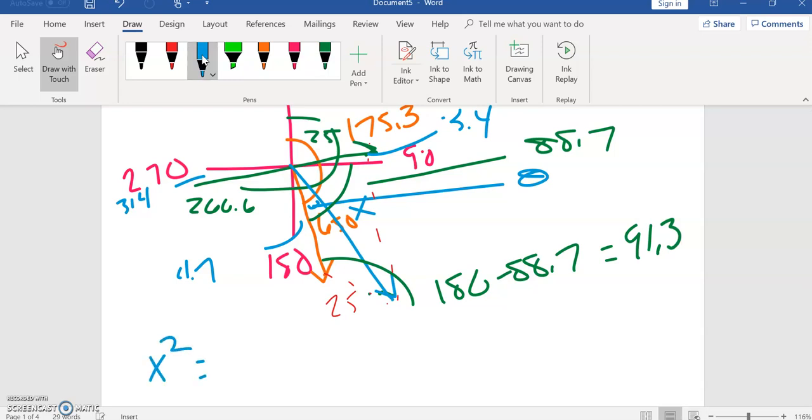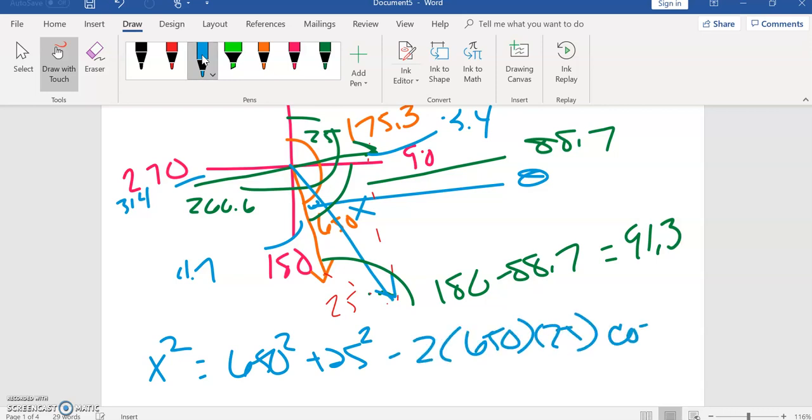X squared, my vector, so the new ground speed of this plane after this adjustment, is going to be 650 squared plus 25 squared minus 650 times 25 times the cosine of 91.3. Now I'm going to get out my calculator and plug this all in and find out how fast this plane is actually going.